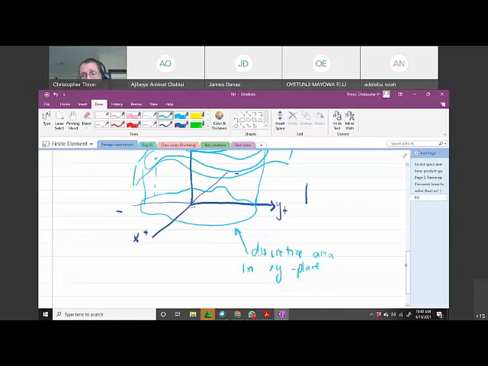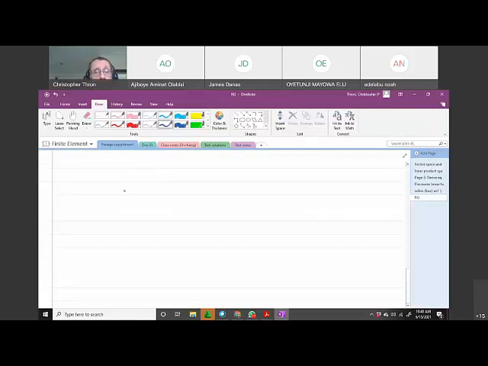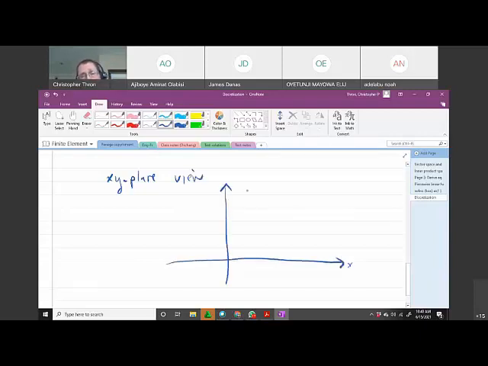Okay, so let me show this area from the XY plane. So I'll just give an XY plane view. I won't show the Z direction, only the X and Y. So here's X and here's Y. And then my shape may look something like this.